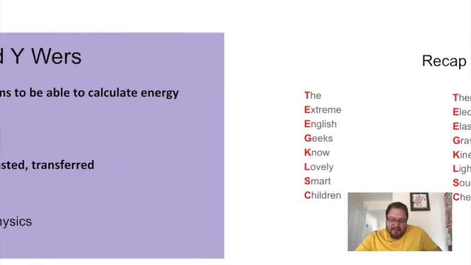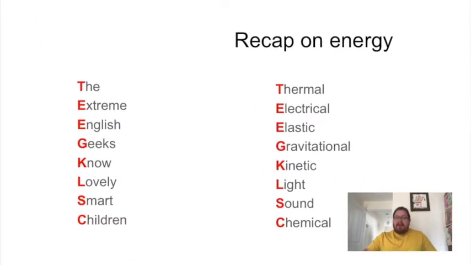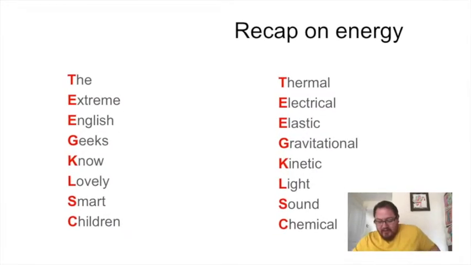And this is linked with your physics. So just to recap on the 8 types of energies. These are not going to be new to you. We've got thermal, which is heat really. Electrical, elastic, gravitational. Kinetic, which is a science word for movement. Light, sound, and chemical. And a good way to remember these, because even sometimes I forget 1 or 2.